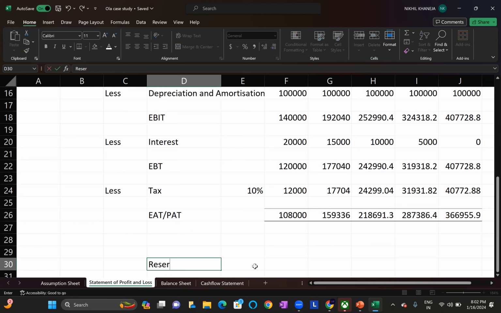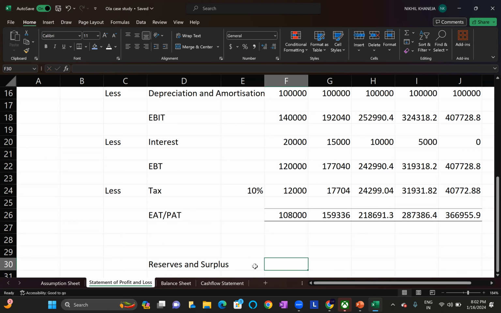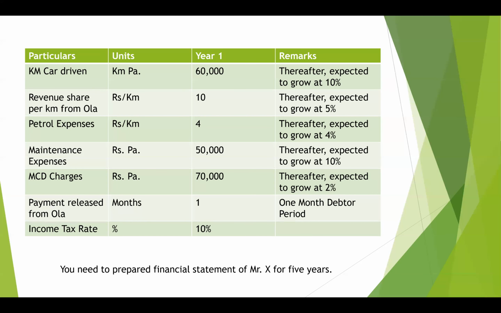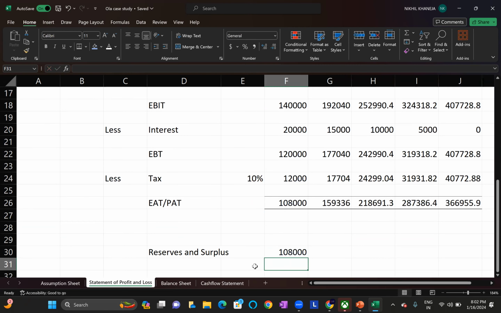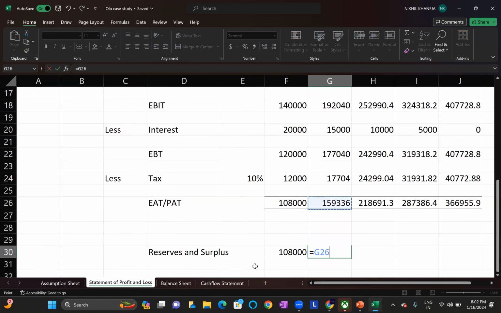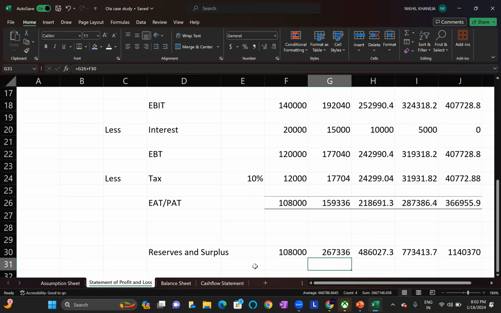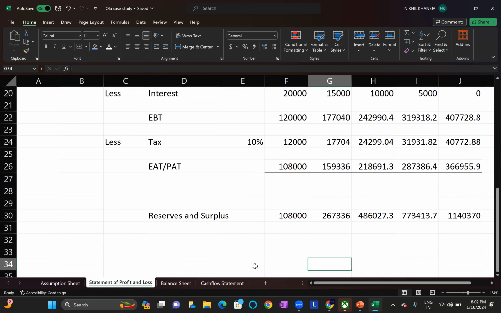Now I'll be calculating reserves and surplus also. Reserve and surplus is nothing but a profit retained into business. For first year, it will be nothing, as they have not told us about any dividend, any distribution of profit. So we will be assuming entire amount of profit is retained into business. So first year, reserve and surplus will be this profit. For next year, it will be the next year profit plus previous year profit. Okay, here we go. Control C, drag it for remaining years. Okay, so this is a reserve and surplus. Now we are done with the statement of profit and loss.